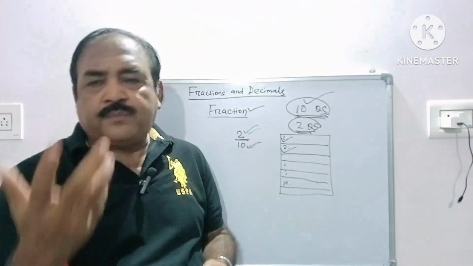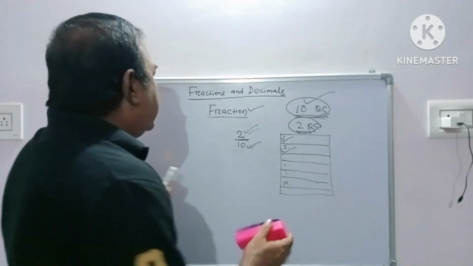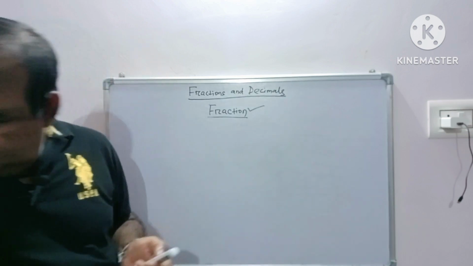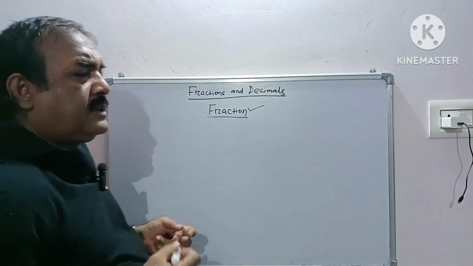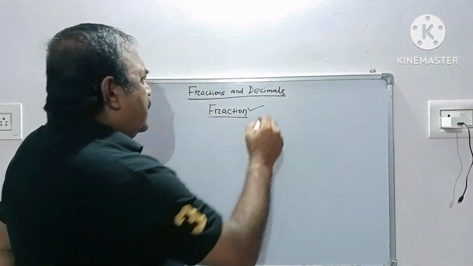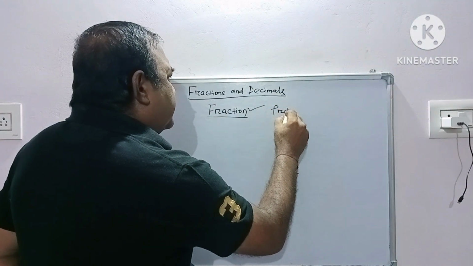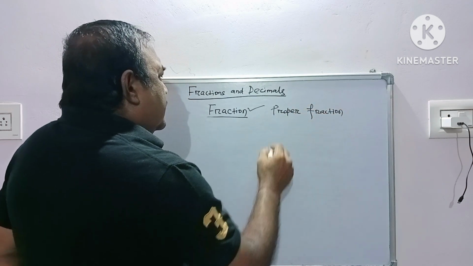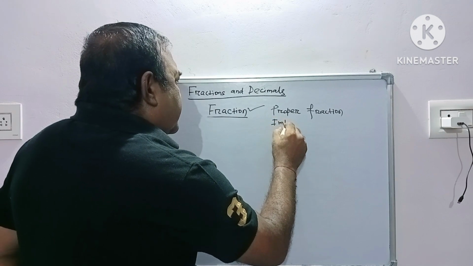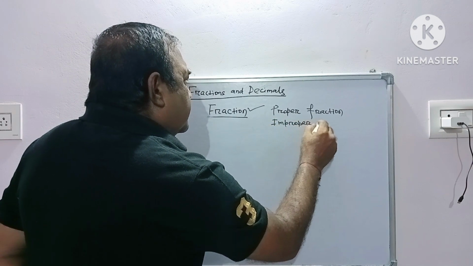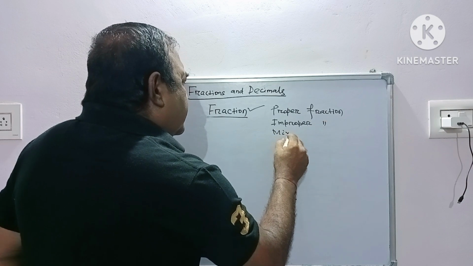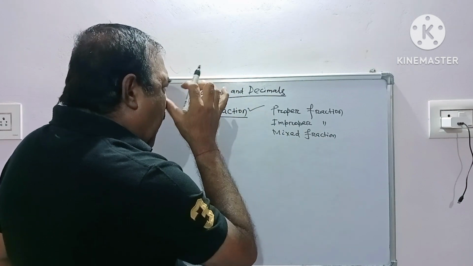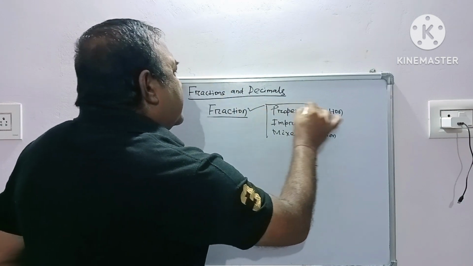So let us move to types of fractions. So we will discuss types of fractions. You see, there are 3 major types of fractions. One is proper fraction. Next is improper fraction. And mixed fraction, or mixed numeral, that is mixed fraction. So it is a single fraction.